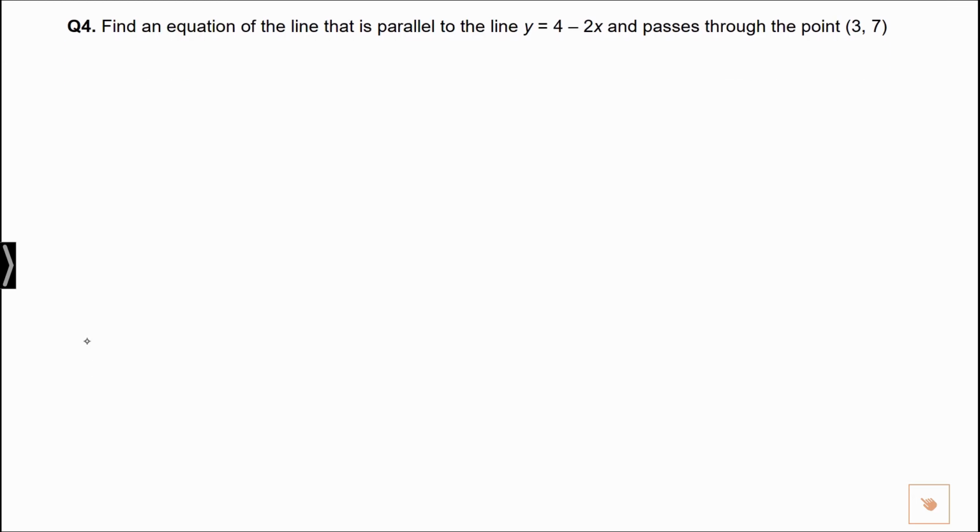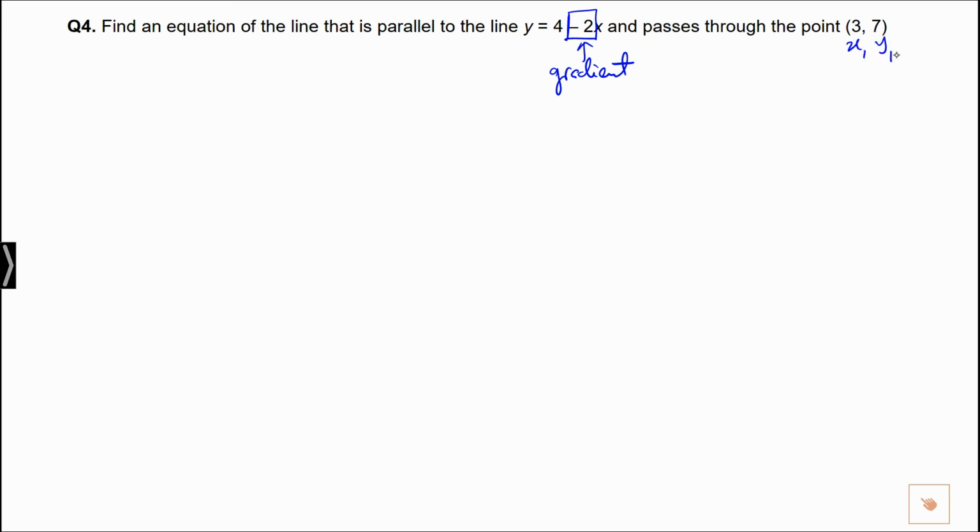Okay, question 4. Find an equation of the line that is parallel to the line y equals 4 minus 2x and passes through the point (3, 7). Now, obviously, looking at this equation that you're given, we can see here that negative 2 is the gradient of this line. And then our line is passing through this point. I'll just label this point x1, y1.